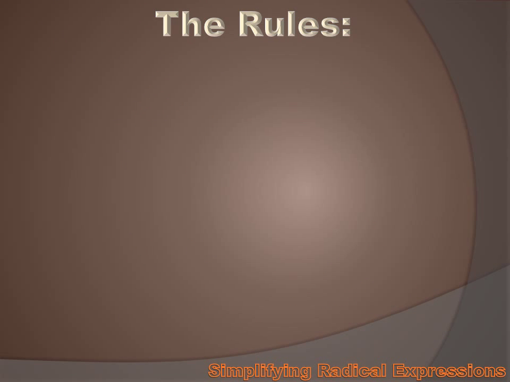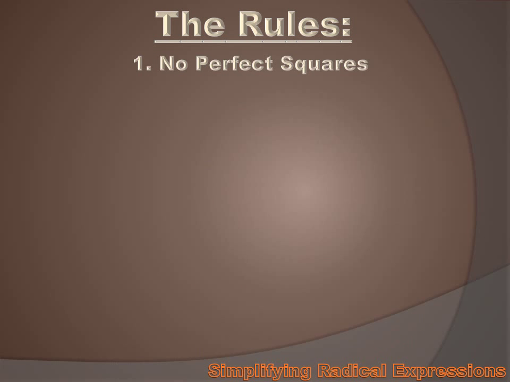Well, now I think you're ready for the rules of simplifying radicals. Do not violate these rules. If you're asked to simplify a radical, that means when you get done, there should be no perfect squares left. If I had the square root of 16 times x, I'd need to get rid of that perfect square, that's 16, and rewrite this as 4 square root of x.